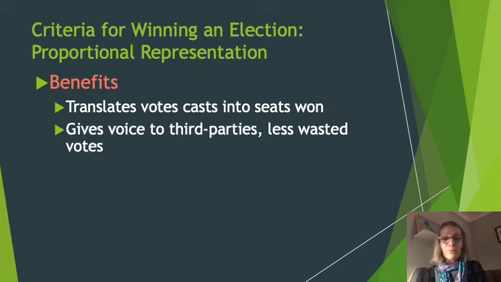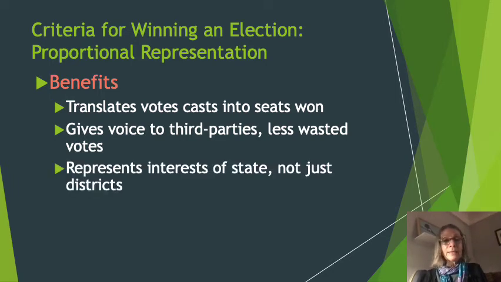It also gives voice to third parties. If you didn't really align with the Democrats or Republicans, you might identify with the Libertarians or the Green Party, but you might not ever vote for them because you feel like it's a wasted vote. Well, in proportional representation, usually as long as one party gets like 10% of the vote, they can win a seat. So you might be more inclined to vote for a third party. And in fact, your vote wouldn't be wasted as long as it reaches the certain threshold of 10%.